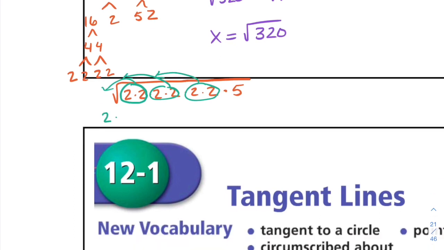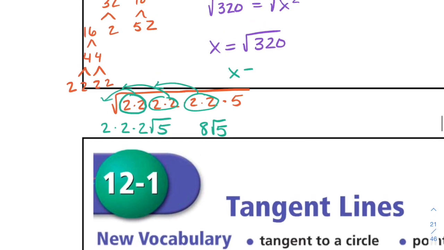So we have 2 times 2 times 2. We still have the square root of 5 left over. So it looks like we have 8 square roots of 5 as a result. So x equals 8 square roots of 5.